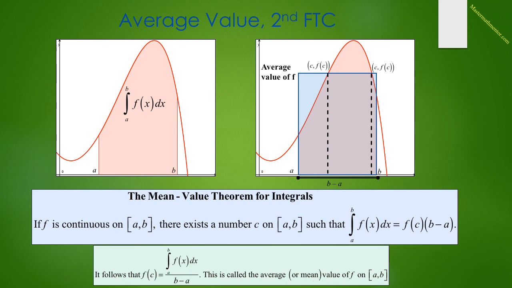So what is this value of f of c? By the mean value theorem of integrals, f of c equals the integral from a to b of f of x dx over b minus a. And we call that the average value of f on the interval a, b.